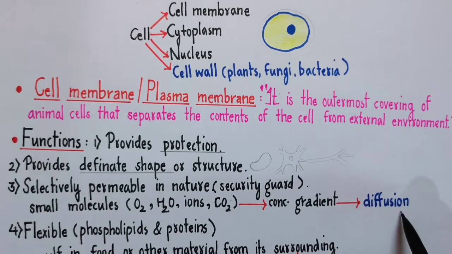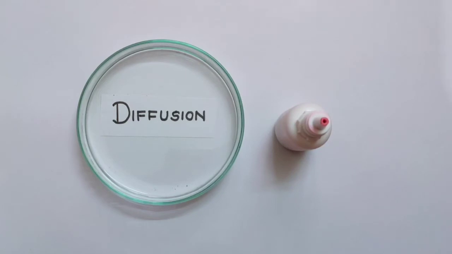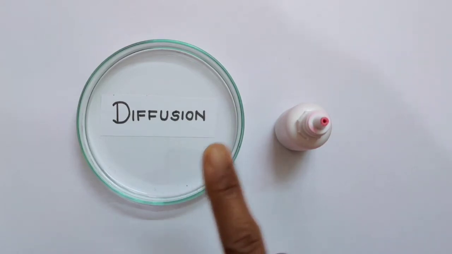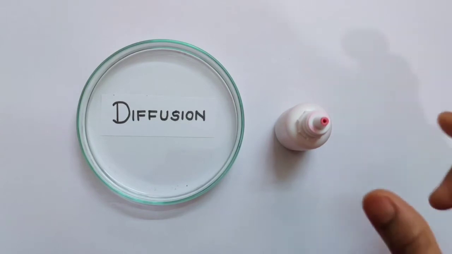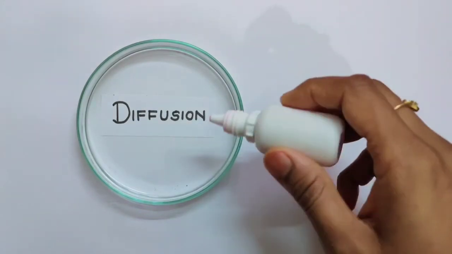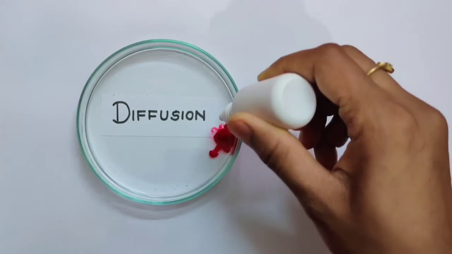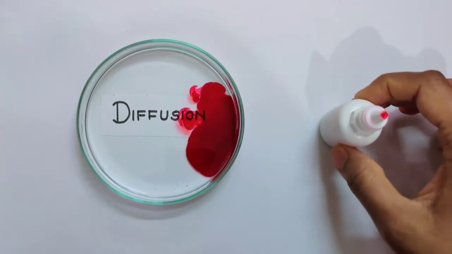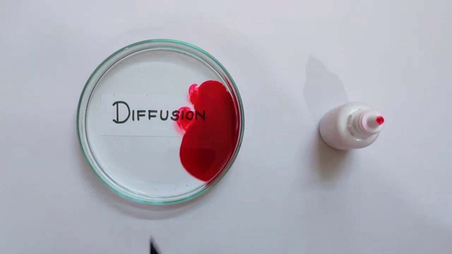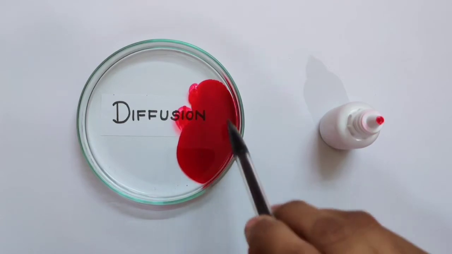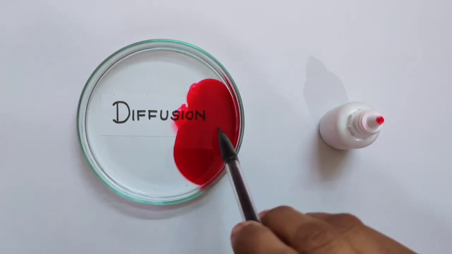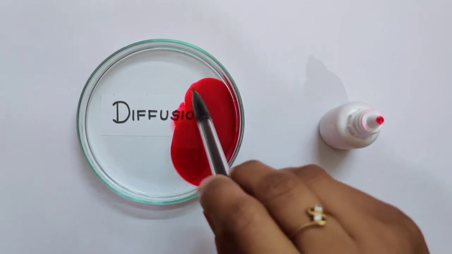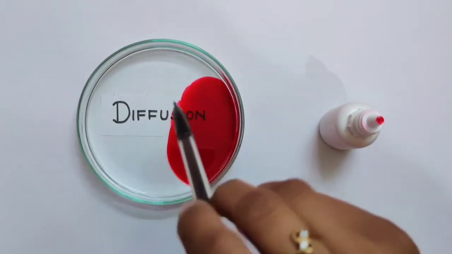What is this diffusion? In order to understand and visualize the process of diffusion, we are going to perform a very simple activity, for which I have taken some water and I have red ink with me. Now I am going to add a few drops of red ink on one side of this petri dish. So what can you observe? We can see that ink molecules which were initially concentrated or localized in this region are now slowly moving all around. Why is this happening?